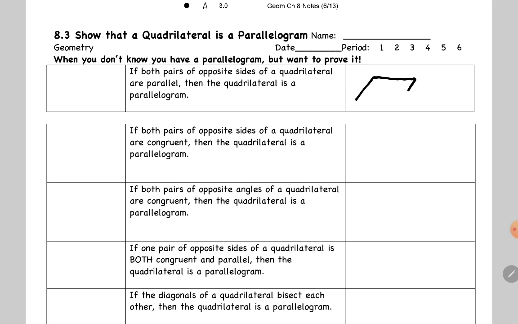So let's start off by saying A, B, C, D. So if AB is parallel to DC, and AD is parallel to BC, so if opposite sides are parallel, then the figure is a parallelogram.